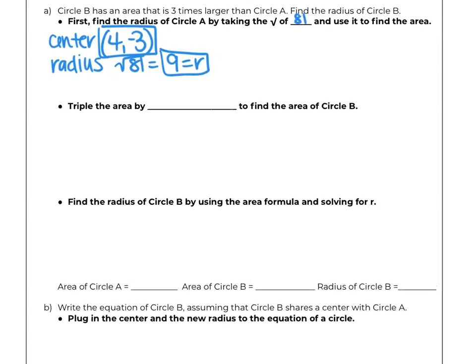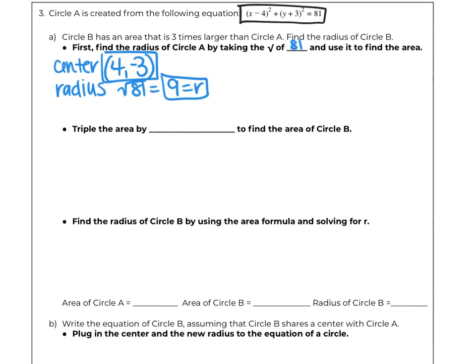Now we're going to use that. So if you look here at the bottom, this is kind of what your homework and your test will ask for. So did they give us the area from this equation? No, but if we have the radius, what do we do to find the area now?